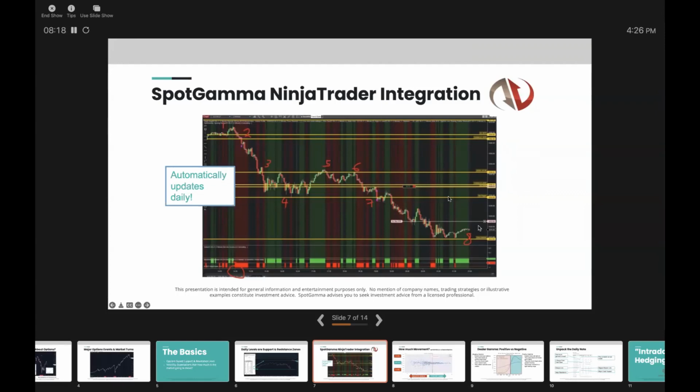Again, they update automatically every day for you, and you can see how the market responds to these support and resistance levels. Now, obviously, not every single movement in the market is controlled by options, but what we try to do is focus on the main areas, the big areas where the options position is prevalent, and then we think that will obviously have an impact on the way that the market moves.